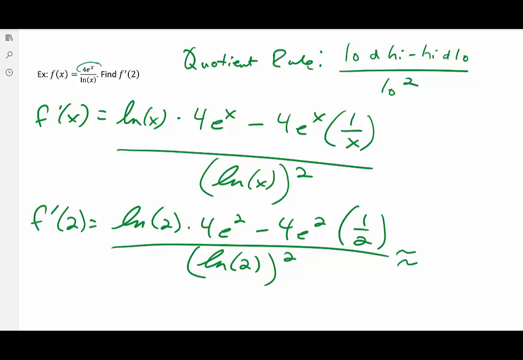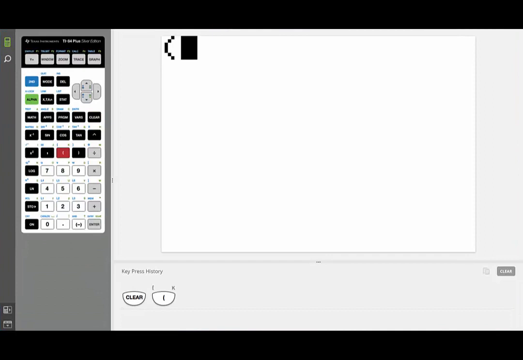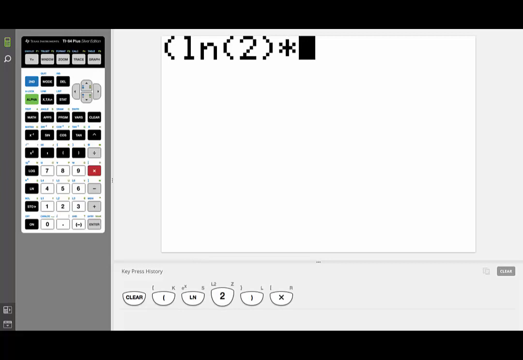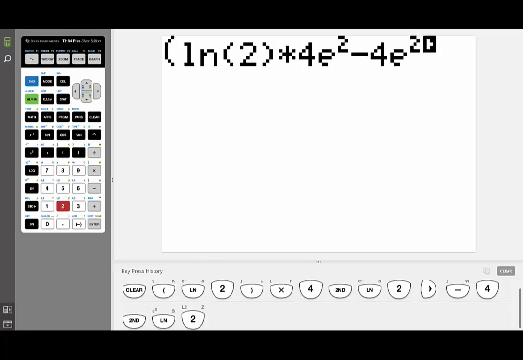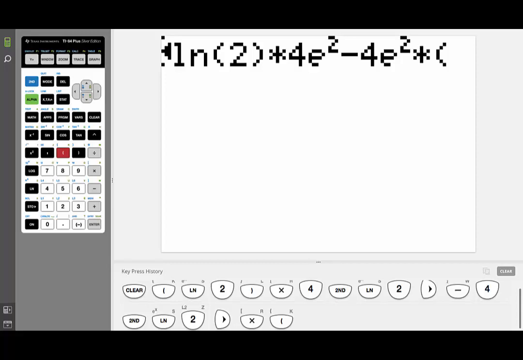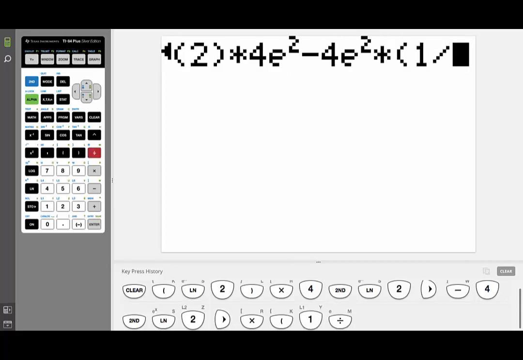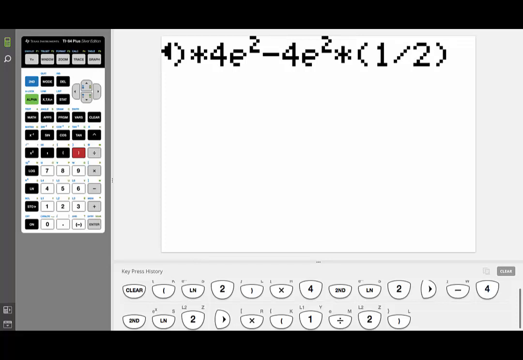Okay, so here we go. I'm going to do open parentheses for my numerator. It was the natural log of 2 times 4e squared, e to the power of 2, minus 4e squared times 1/2. What I'm going to do is put the 1/2 in parentheses, 1 divided by 2. And then I'm going to close parentheses. So that's my entire numerator.